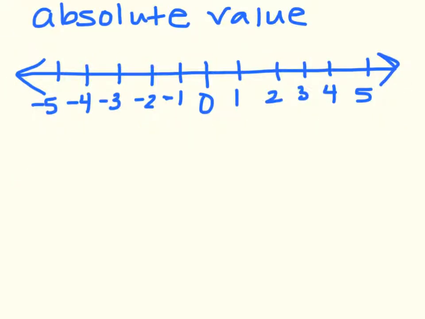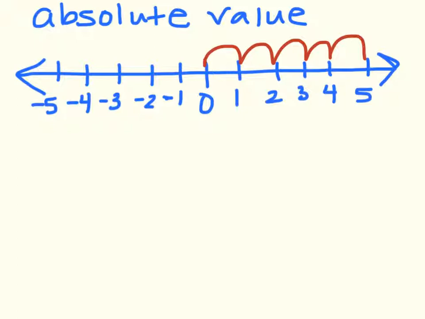A number's absolute value is all about its distance from 0 on the number line. Let's take a look at this example and calculate the absolute value of 5 and negative 5. First, let's count the spaces from 0 to 5. 1, 2, 3, 4, 5. So 5 is located 5 spaces from 0.